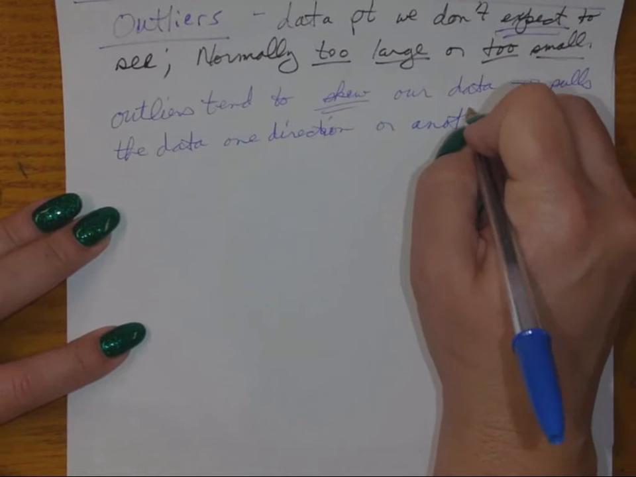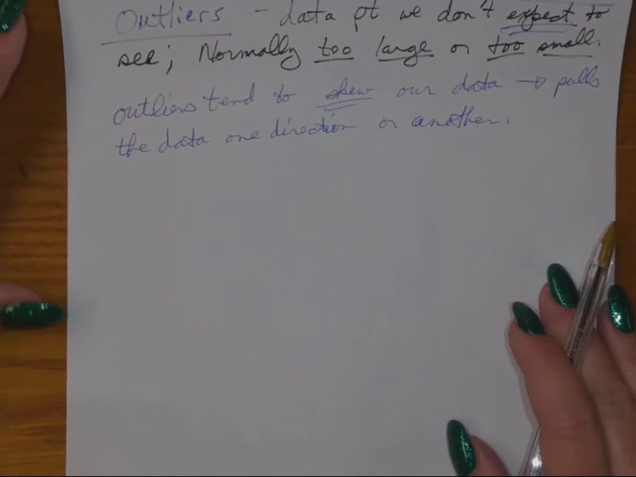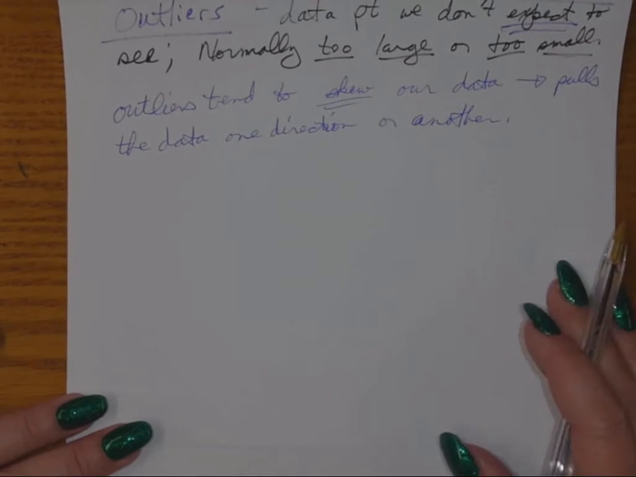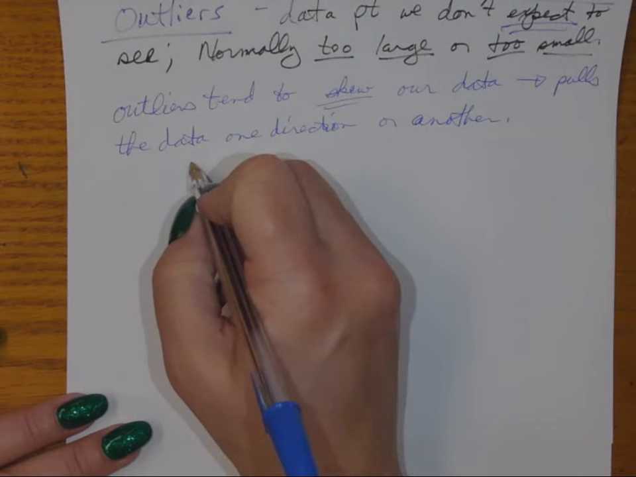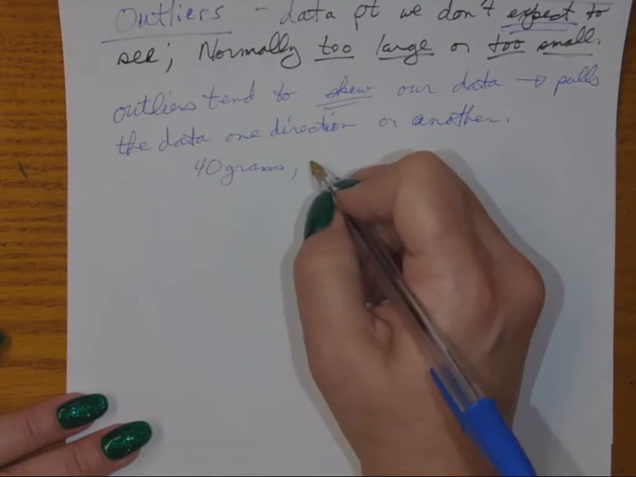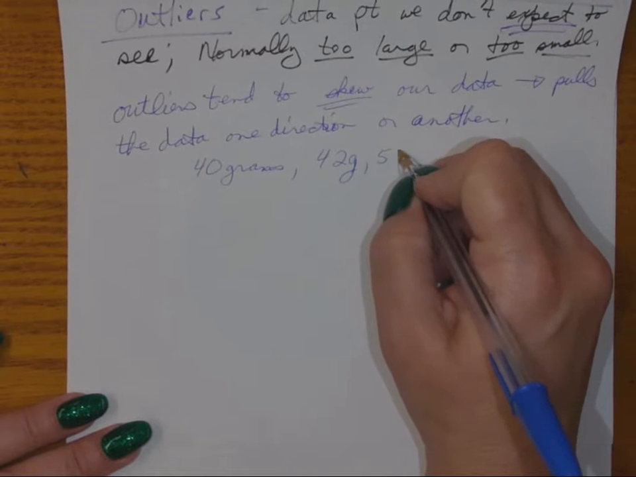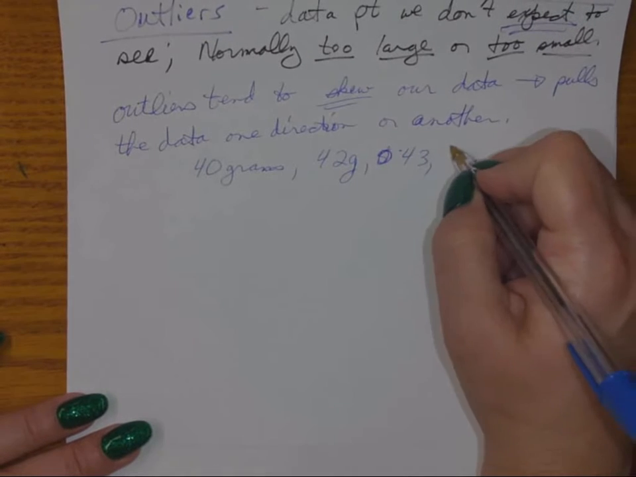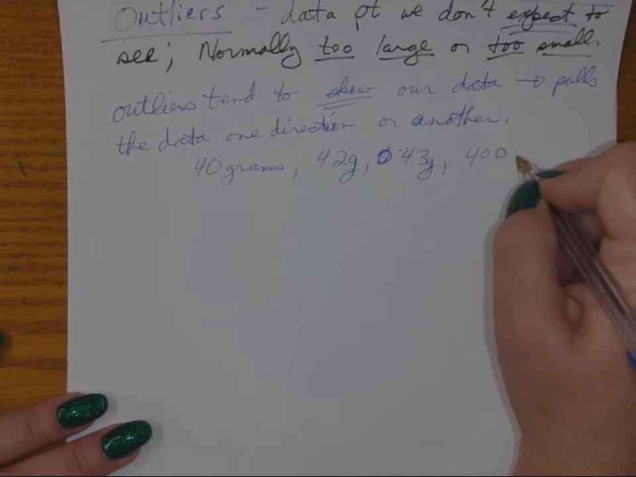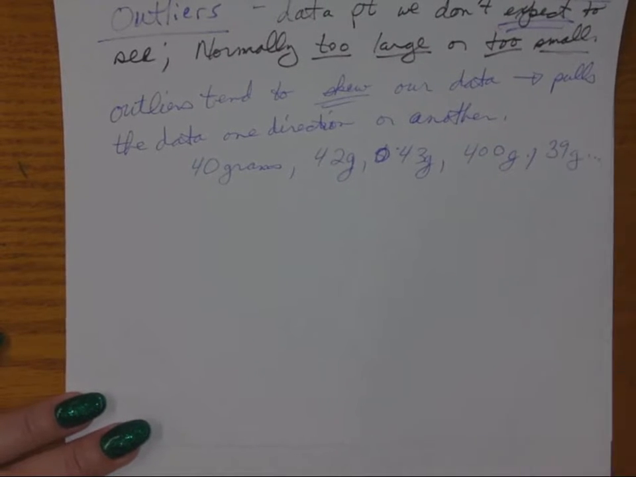Okay, so remember at the beginning of the semester I was talking about tomatoes and fertilizer and stuff like that, right? If we were going to experiment with tomatoes and fertilizer, and if we were measuring things and we had like 40 grams for one tomato or whatever, and 42 and 43, 43, and then all of a sudden we had 400 grams, okay, and then there was 39 grams and so on and so forth.